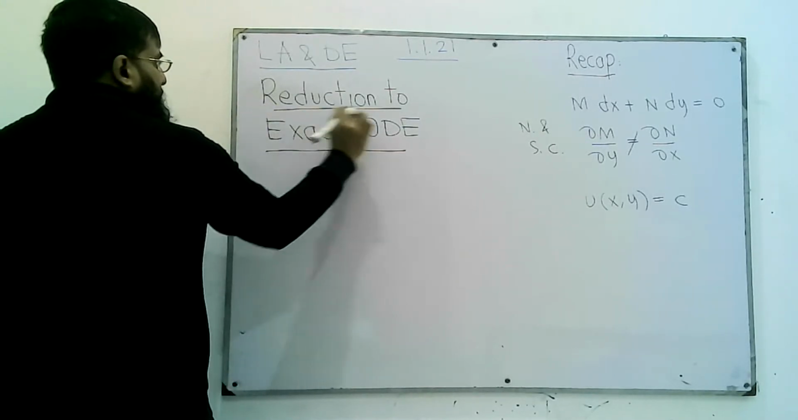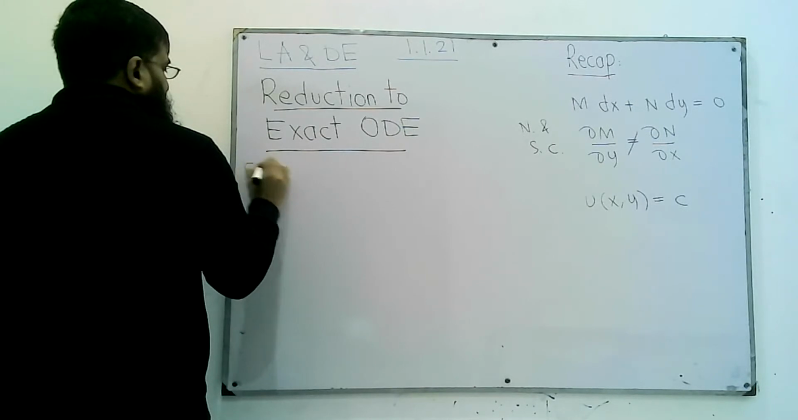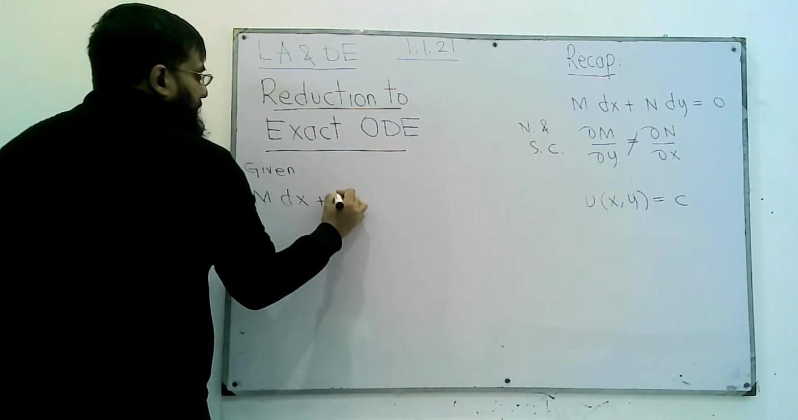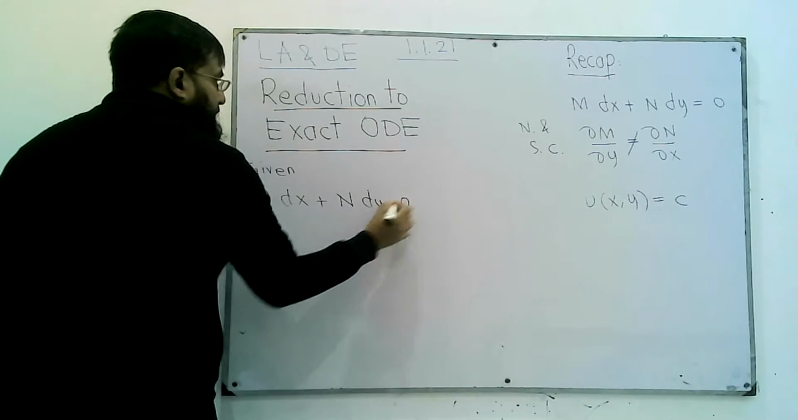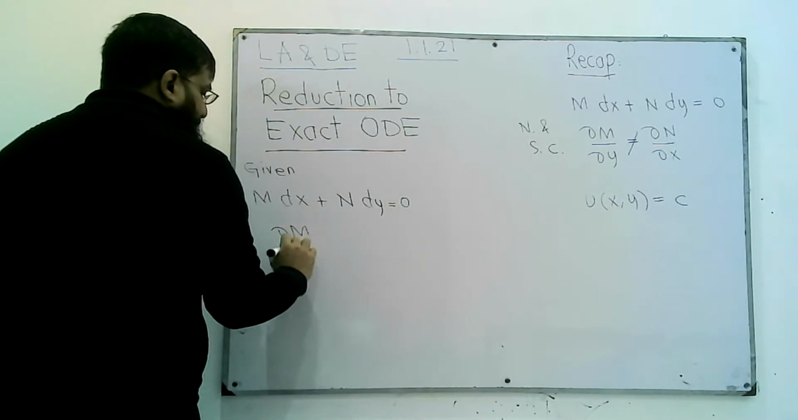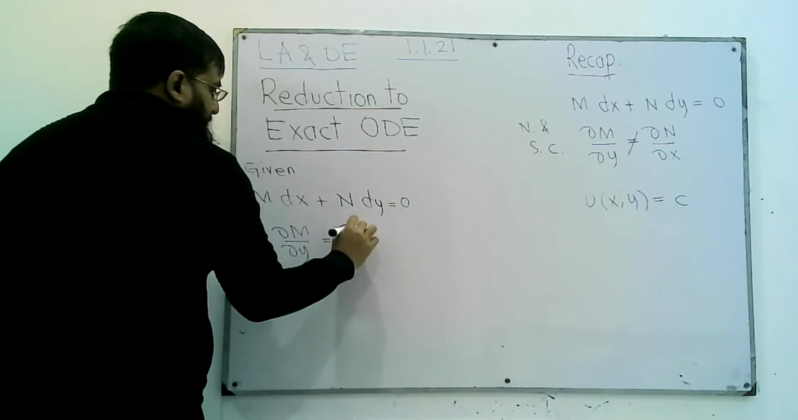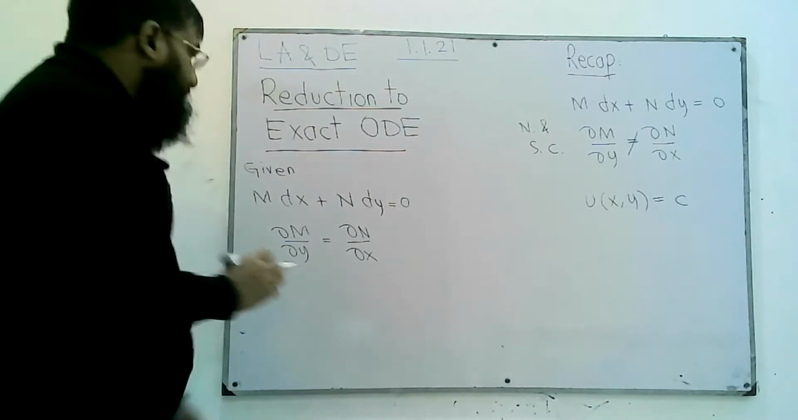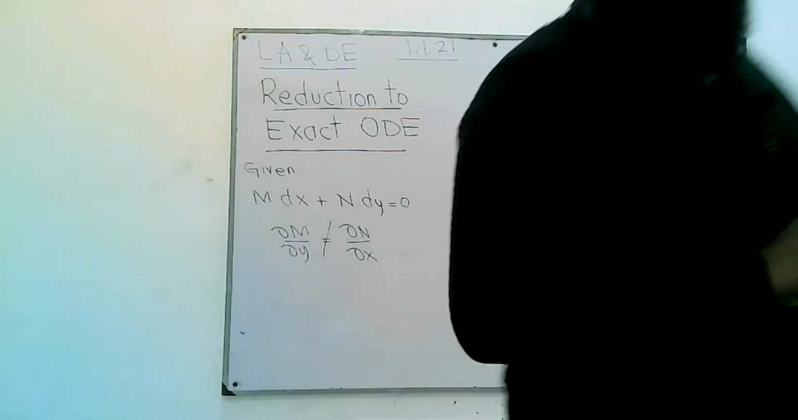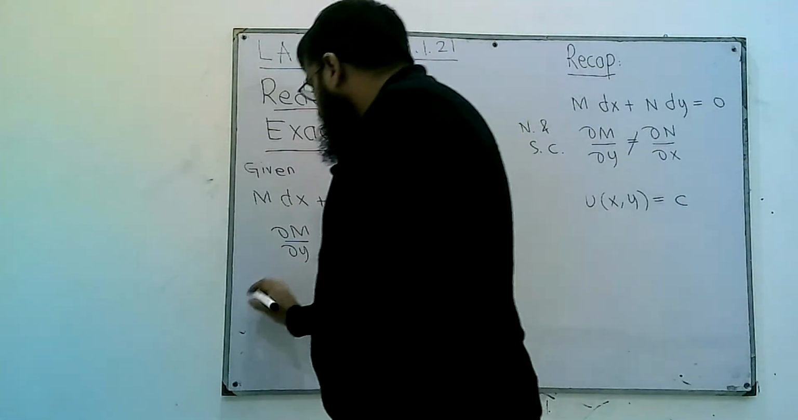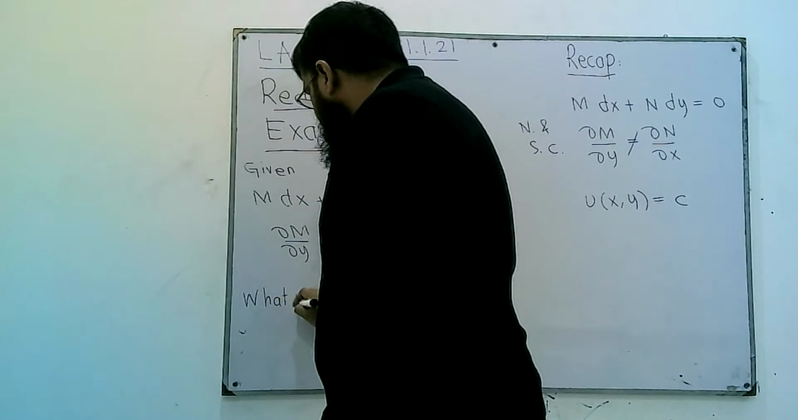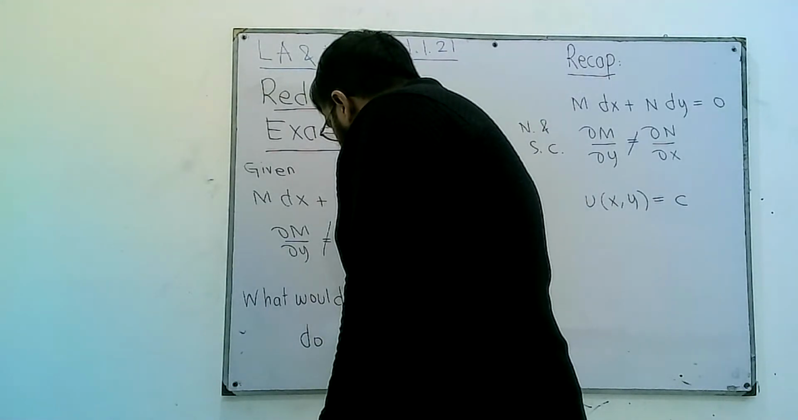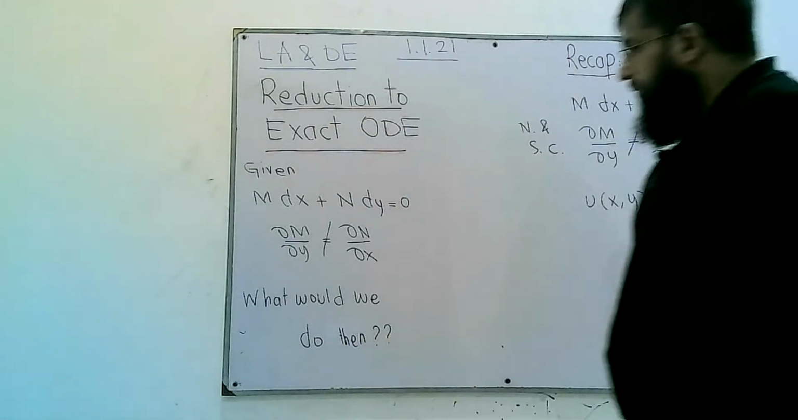So we will reduce it to an exact type of ODE. When we are given an equation like this, M dx plus N dy is equal to 0, and we check partial M over partial y and partial N over partial x, and they don't come out to be equal to each other, what should we do then?